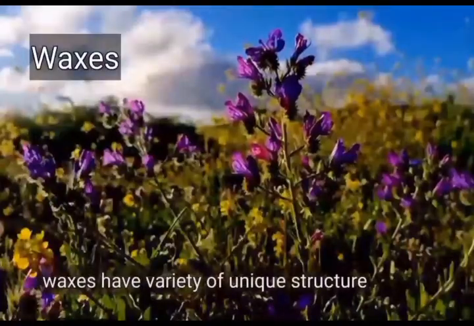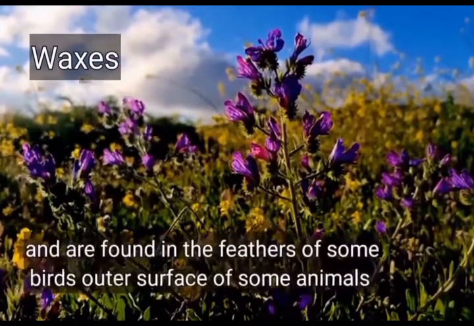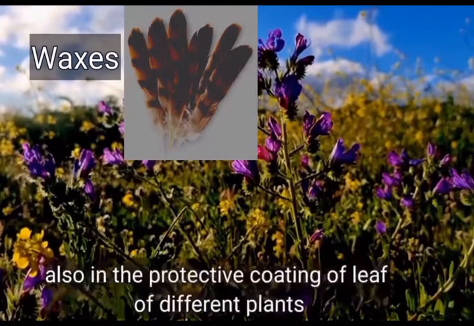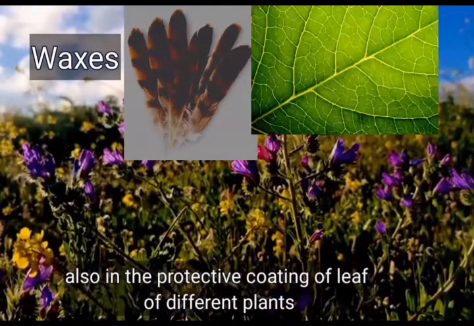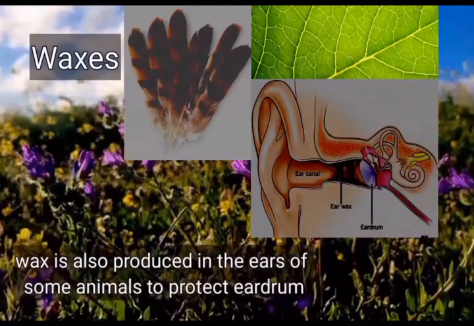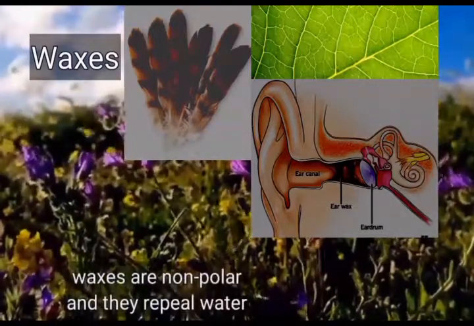And the last one is wax. Waxes have a variety of unique structures and are found in the feathers of some birds, on the outer surface of animals, and also in the protective coating of leaves of different plants. Wax is also produced in the ears of some animals in order to protect the eardrum. Waxes are non-polar and they repel water.